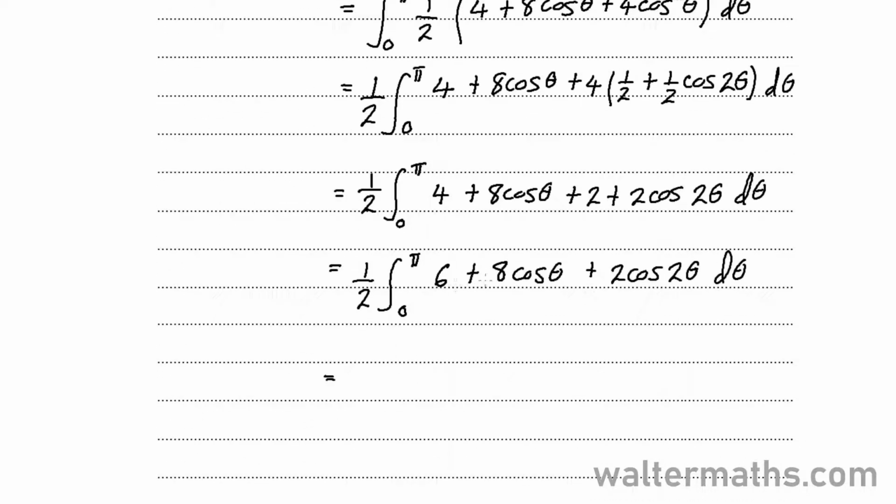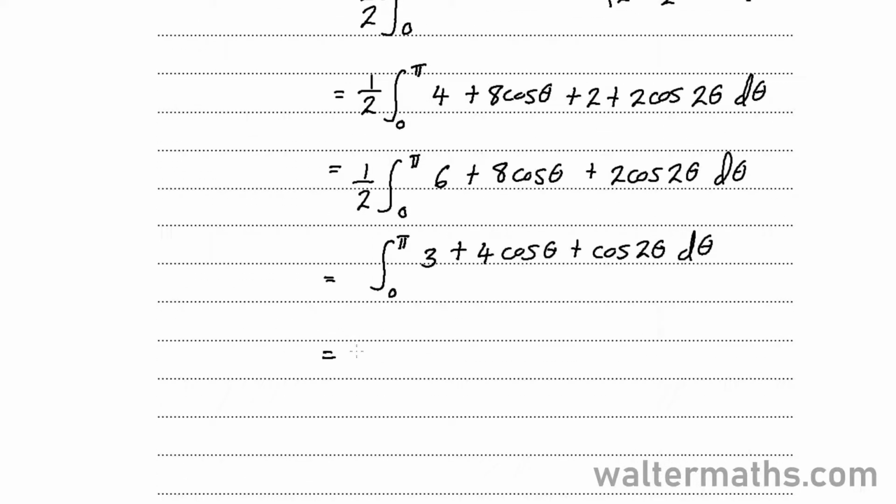So I can factor out 2 for this. If I take 2 out, the 2 will multiply with a half to become 1. So we'll be having the integral from 0 to pi of 3 plus 4 cos theta plus cos 2 theta with respect to theta. So from here, I can now integrate.